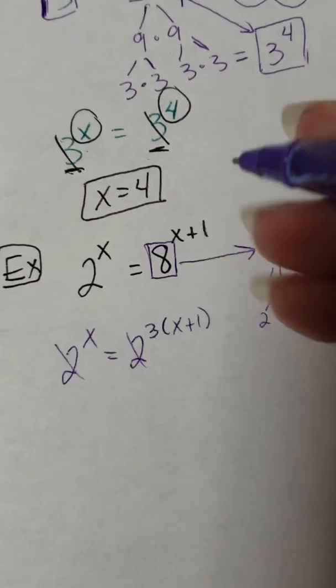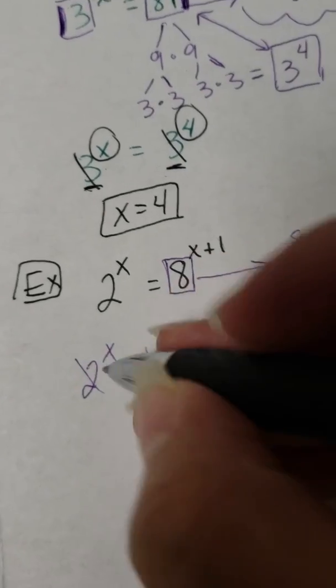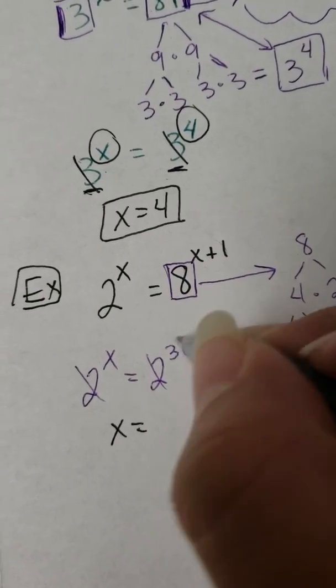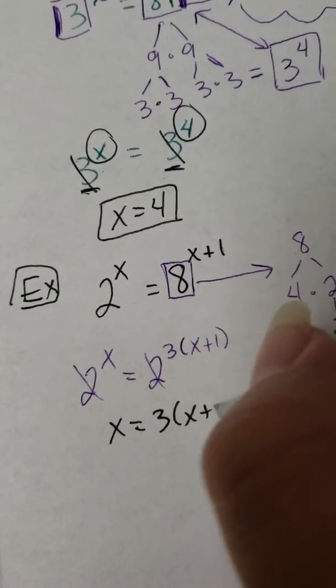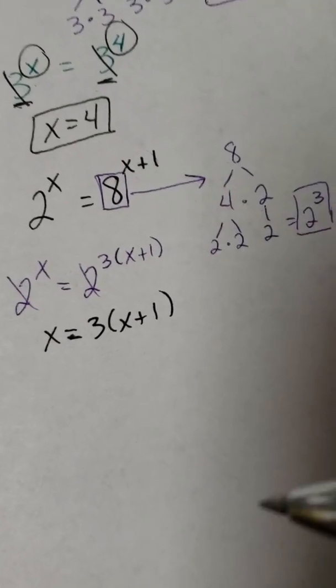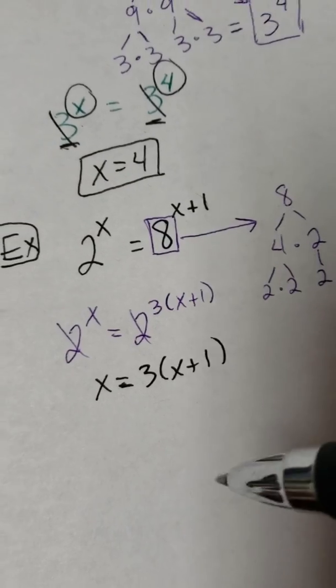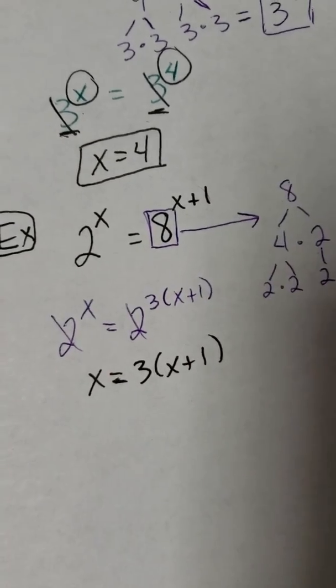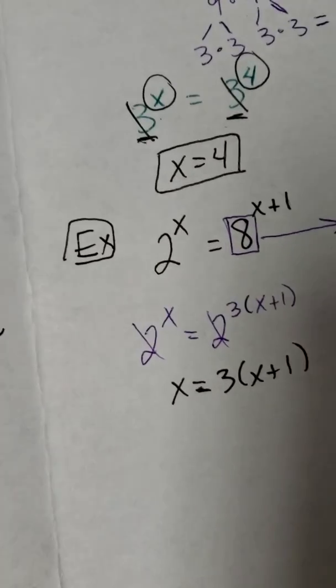So I would cross these out and I would look at my x's. So x is equal to 3 times x plus 1. Yeah, and then you would just solve it normally. Okay, so I'm not going to show you that part because this is just solving like with algebra 1. Okay, so that's how you would solve something like that though.